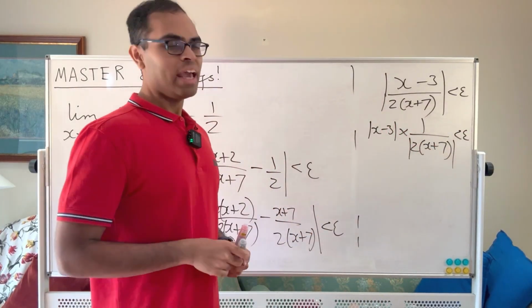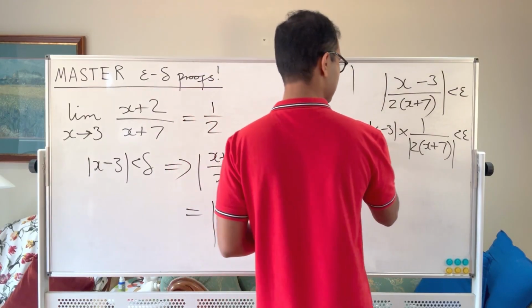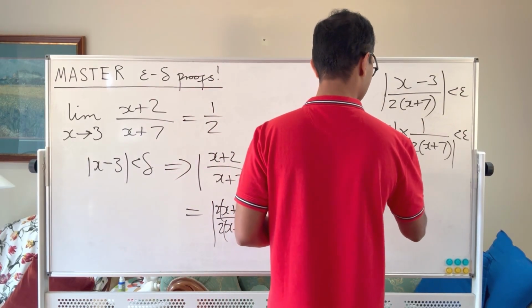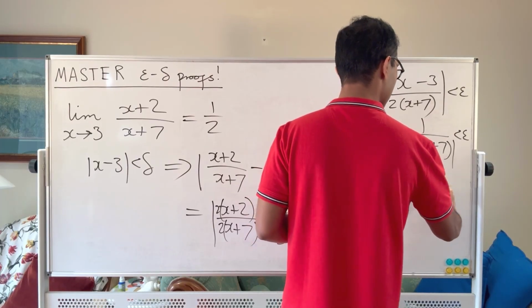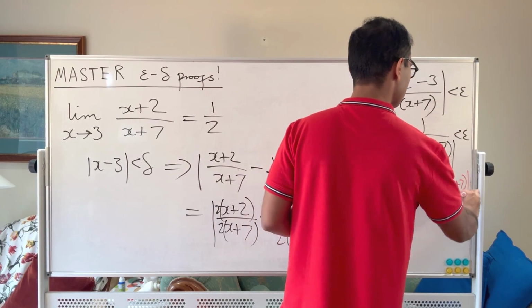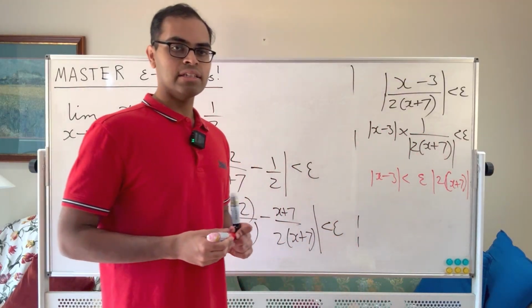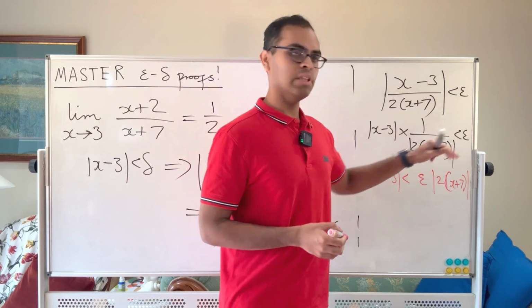Now, again, it helps. It's not rigorously true, but it helps to say that if absolute value x minus 3 is less than epsilon times the absolute value of 2 times x plus 7, if this is true, if we know that, then we can ensure that this quantity is going to be less than epsilon, right?